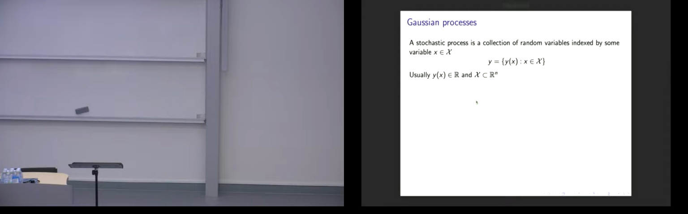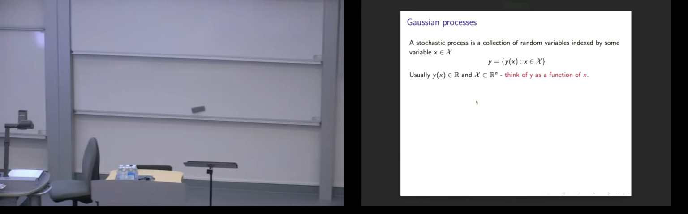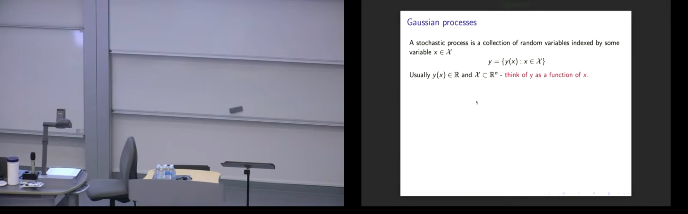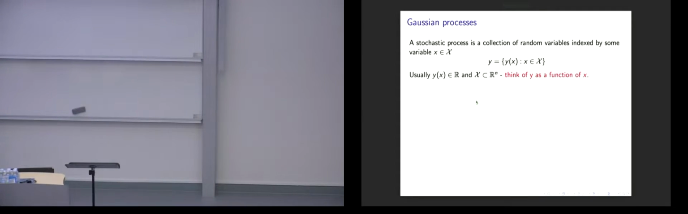Now usually, and for today, our random variables are going to be real numbers, so y is a real number, and my index set is normally some subset of Euclidean space, like an interval, something like that. So this looks like a function. This is how we define functions as well. So you can think of this as a function. This is a random function that we don't know. It's a function of x. This is our random process.